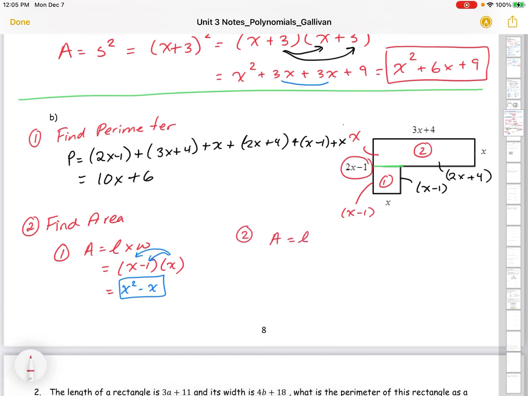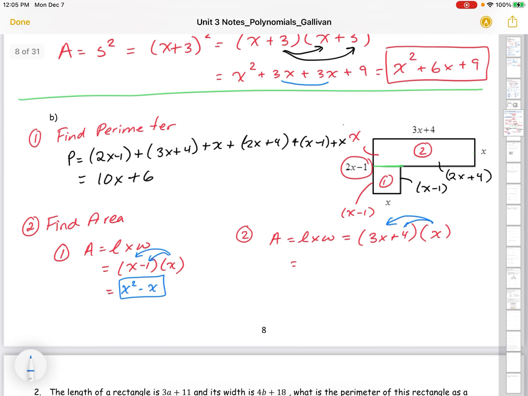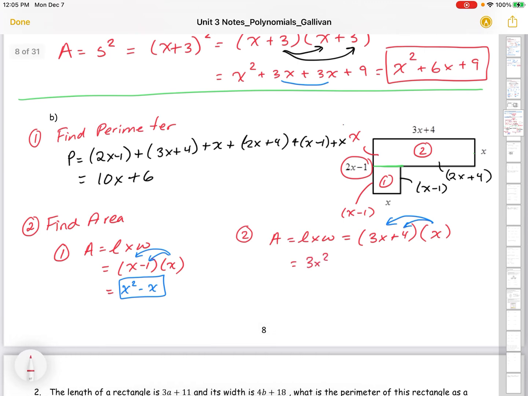So it also is length times width. The length for that one is 3x plus 4, and the width is x. So again, I'm going to have to distribute when I multiply. So I'm going to get 3x squared plus 4x. So that's my area for that one.